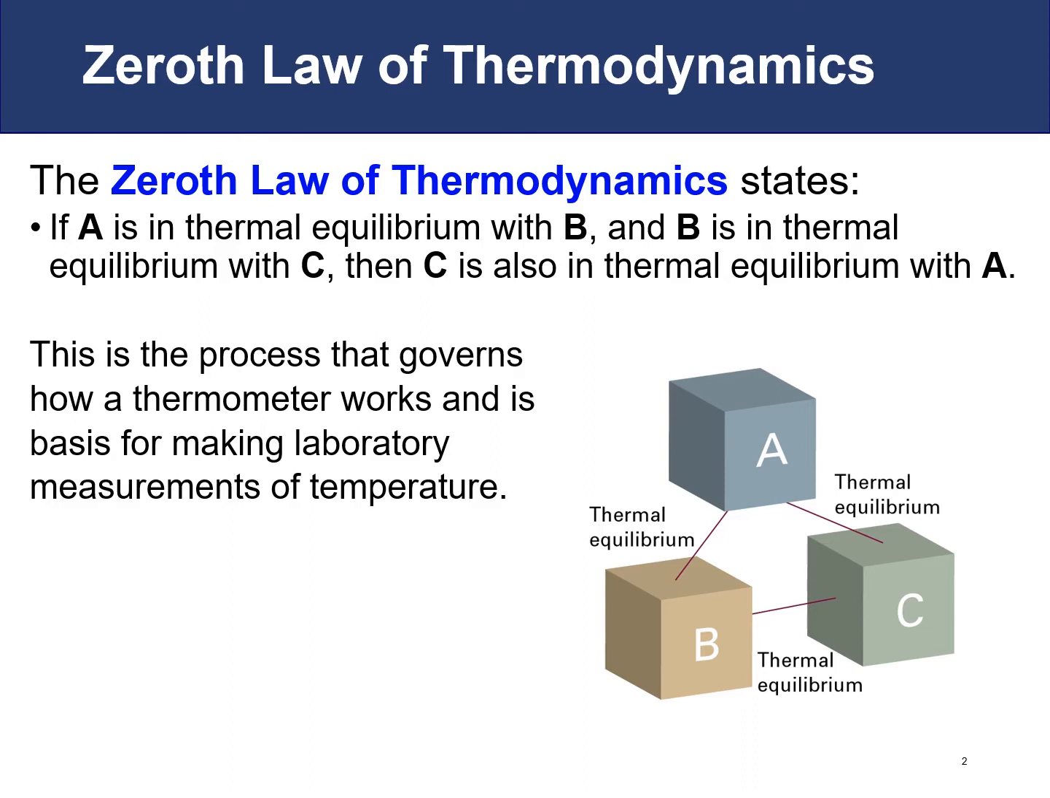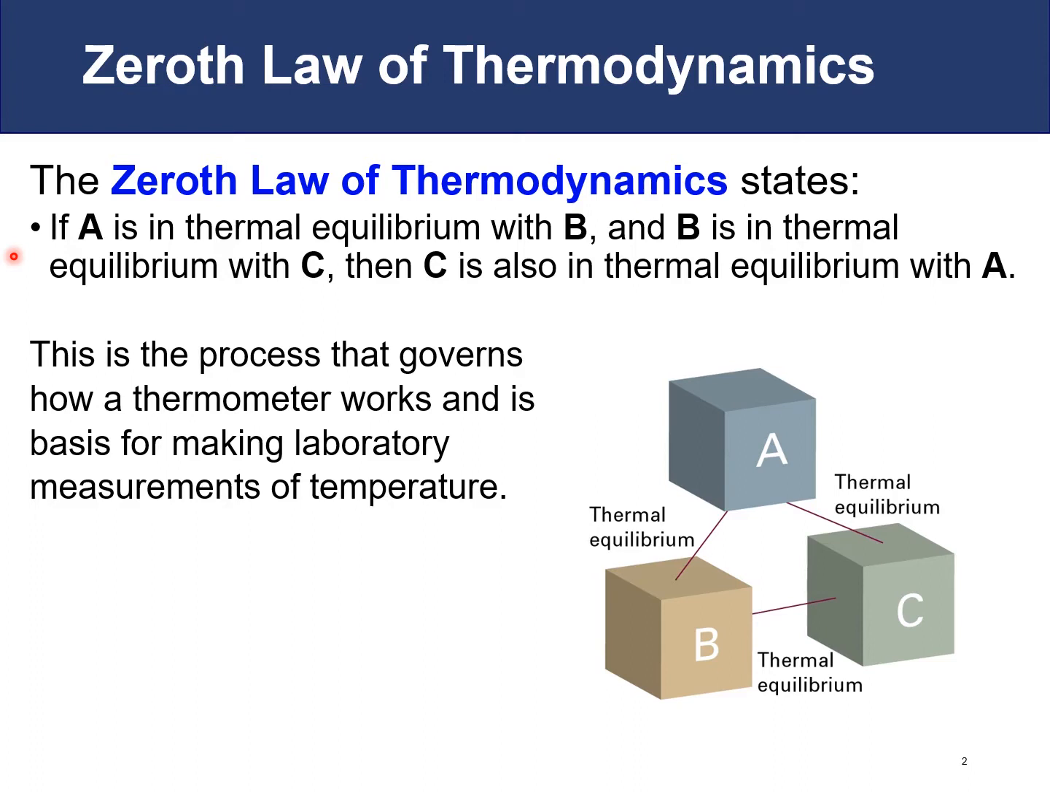The zeroth law states that if object A is in thermal equilibrium with object B and object B is in thermal equilibrium with object C, then object C is in thermal equilibrium with A. This is the classic: if A is equal to B and B is equal to C, then C and A are equal to each other.